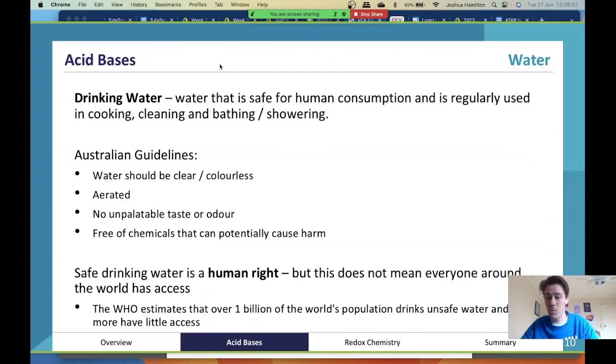We do estimate that over 1 billion of the world's population drinks unsafe water, and many have little to no access to water. I'm sure we've all seen videos of it. For those who go to Catholic high schools, you have Caritas and stuff, which is a charity that particularly looks into building sustainable water sources for those countries that don't have access to it. So it is a human right and is something that we need to make sure people have.